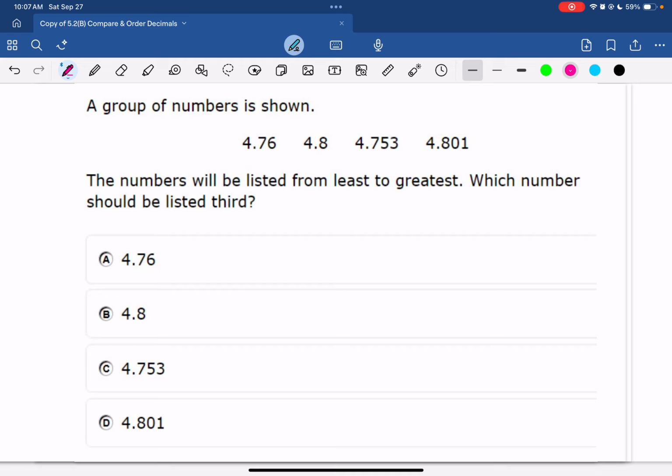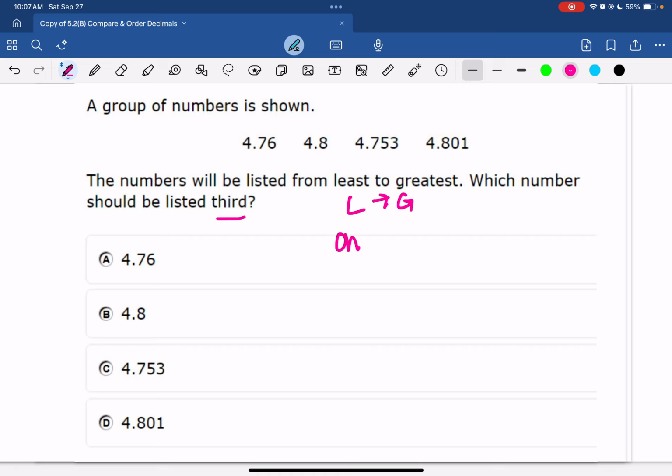A group of numbers is shown. The numbers will be listed from least to greatest. Which number should be listed third? So what we're going to first do is create our place value chart. If you notice, we only are using the ones, the tenths, hundredths, and thousandths.